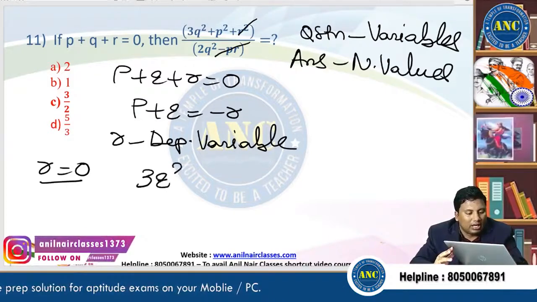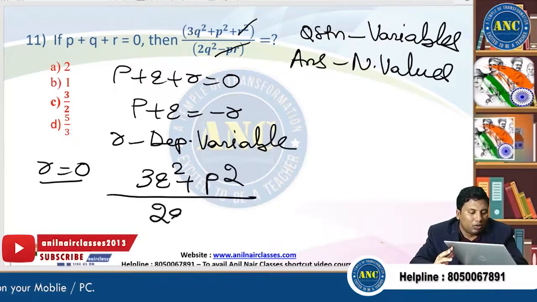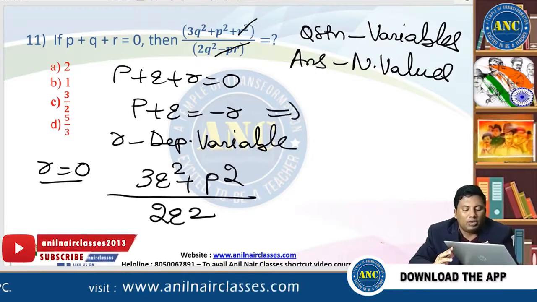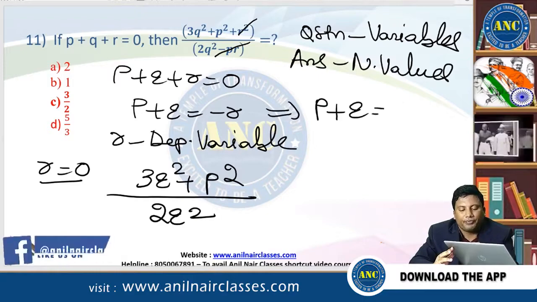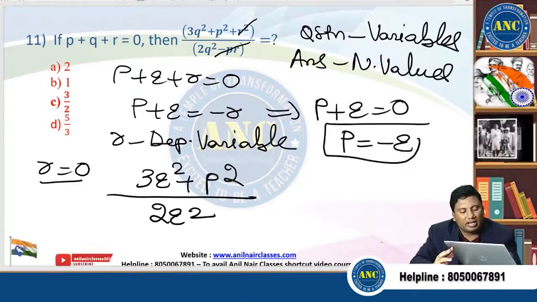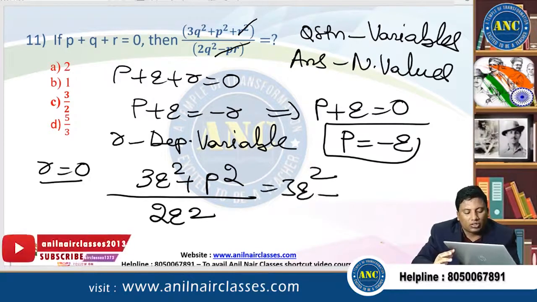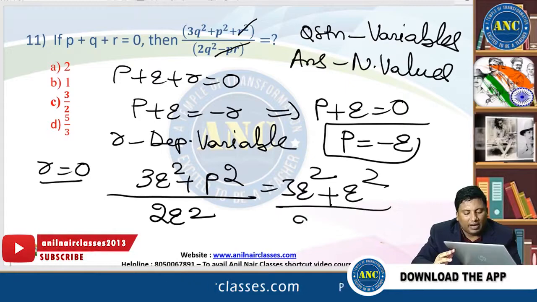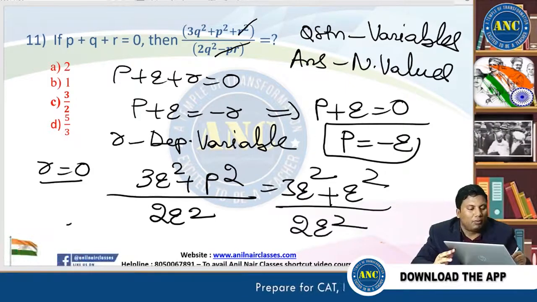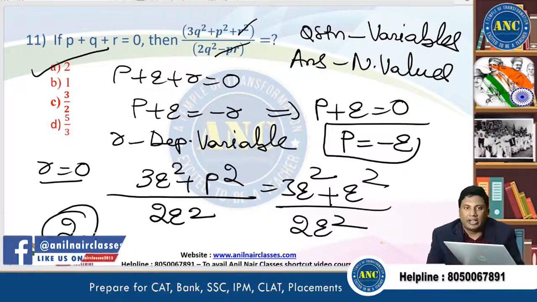This is nothing but 3q square plus p square divided by 2q square. If p plus q is 0, p is nothing but minus q. If p is minus q, 3q square minus q whole square is q square divided by 2q square. 4 by 2. Answer is 2. I hope it is clear.